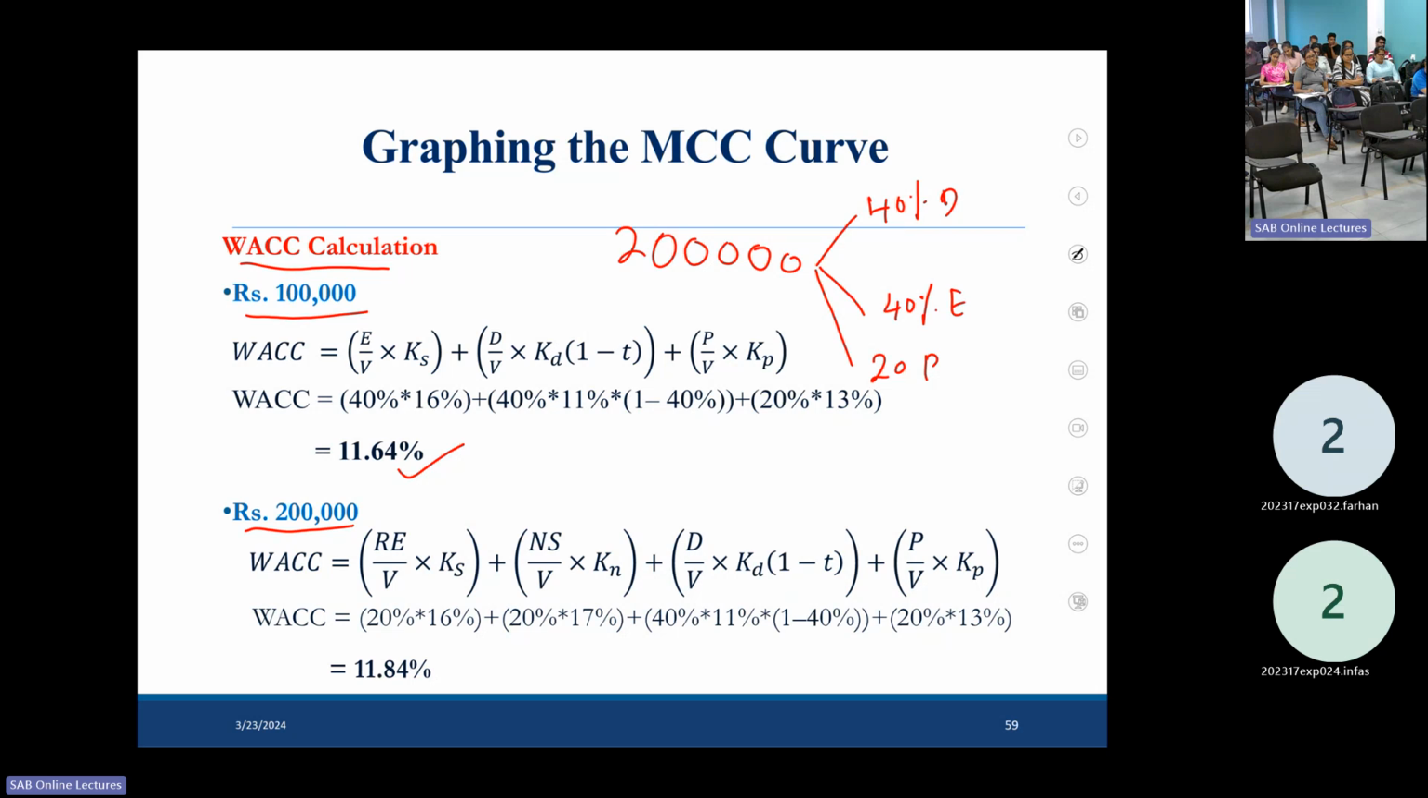From the 200,000, 40% means 80,000. From the debt, how much are you financing? It is 40% weight, 80,000. So you will get from the debt capital 80,000. Then equity also 80,000. Here 40,000 from the preference shares. This is the way of financing.